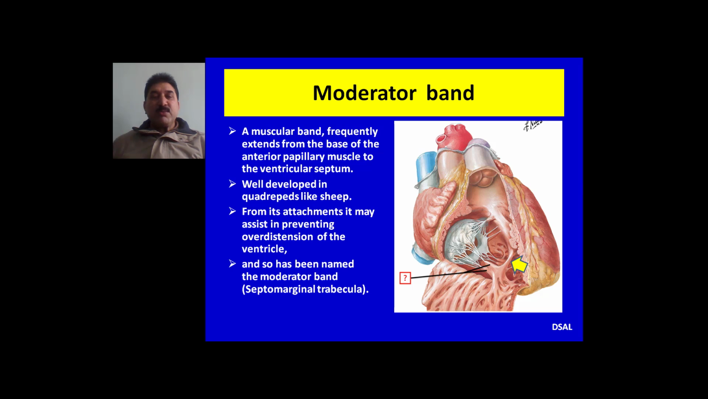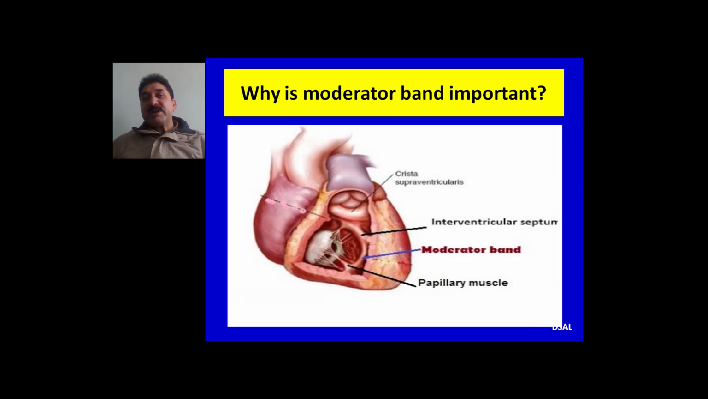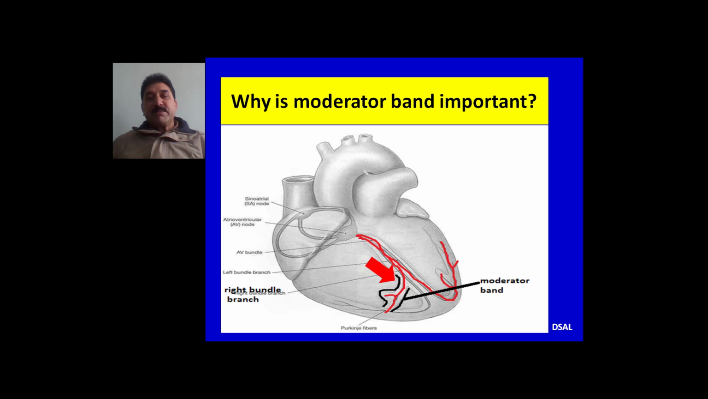band or septomarginal trabecula. Why is moderator band important? Since this moderator band spans from the septum to the base of anterior papillary muscle, it carries with it a right bundle branch of conducting system. This gives importance to the moderator band.